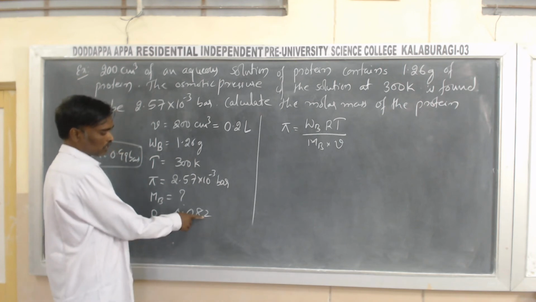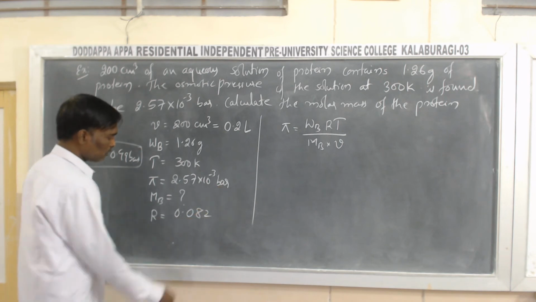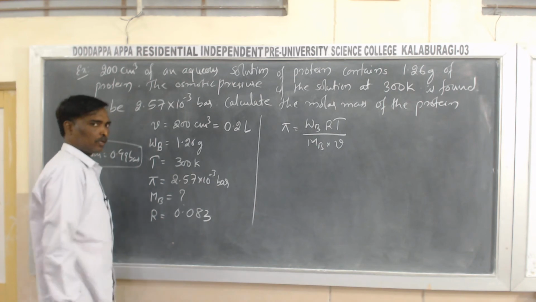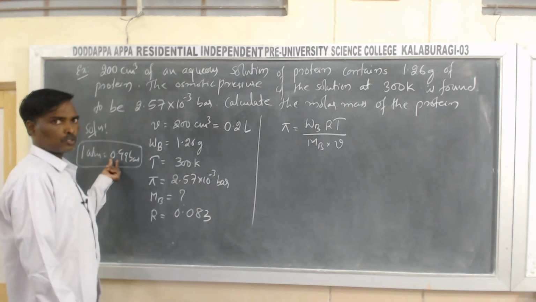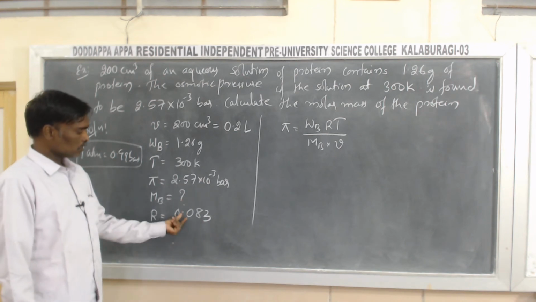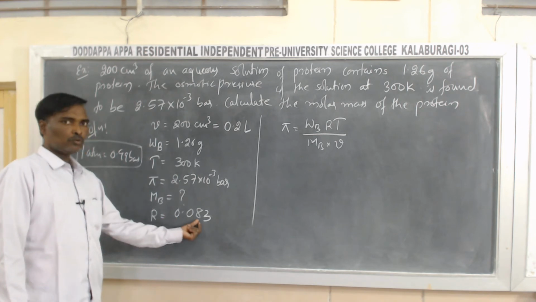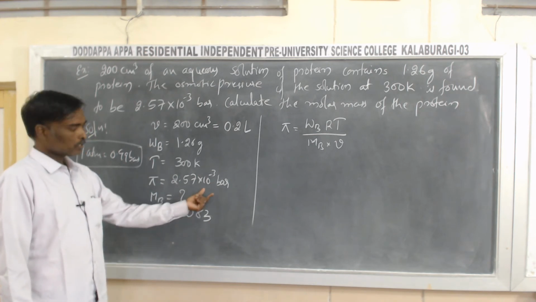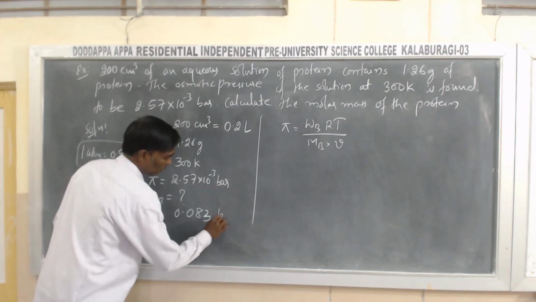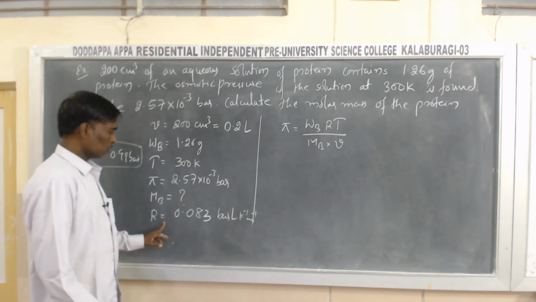Students, here there is one small change. When you express the pressure in terms of bar, its value changes from 0.082 to 0.083, because there is a 0.001 difference. So the R value changes from 0.082 to 0.083. It is 0.082 when expressed in atmosphere, and 0.083 when the pressure is expressed in bar. So we write bar liter per Kelvin per mole. This is the R value.